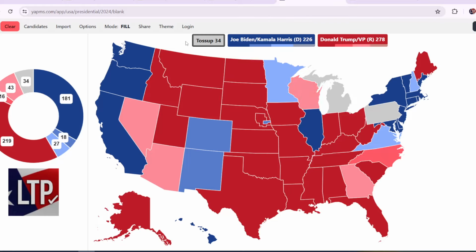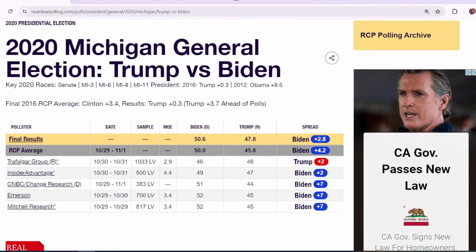So if you were to apply that polling error, Trump actually wins Wisconsin by 6% in the 2024 election. And then moving on to the state neighboring Wisconsin, Michigan, a fellow Rust Belt state. Back in the 2020 election, RCP averages had Biden winning the state by 4%, and they slightly underestimated Trump, as Biden only won it by 2.8%.